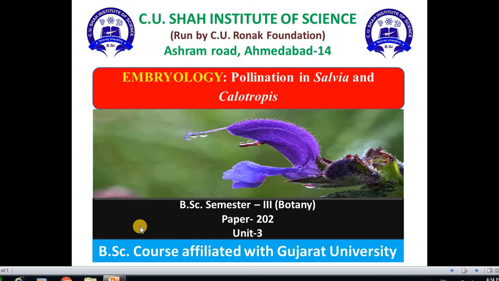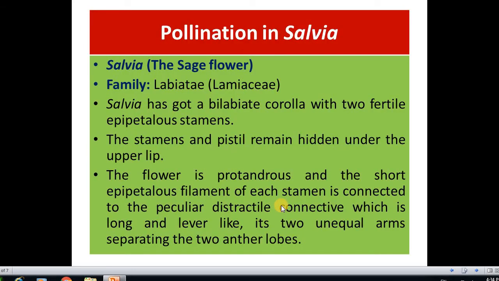This topic has been selected from BSc Semester 3 Botany, paper number 202, unit number 3. In the last lectures, we have discussed the process of pollination and the types of pollination, but today we will talk specifically about the process of pollination in the Salvia and Calotropis plants, which is very peculiar.